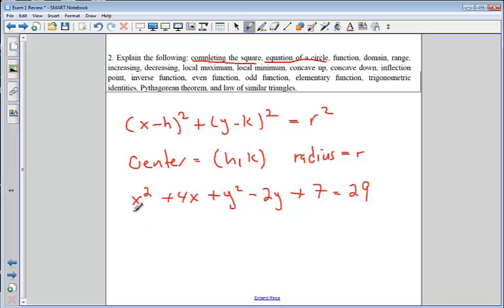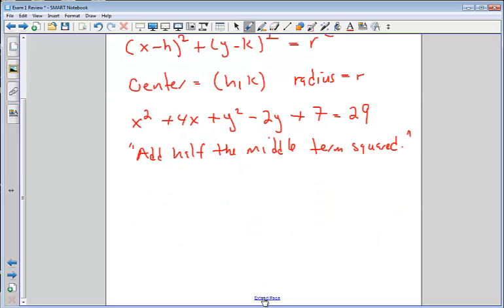And so with completing the square, the idea is you can make this into x plus or minus something squared by following the rule: add half the middle term squared. And so if you follow this rule, what we can do is we have x squared plus 4x, and then half the middle term would be 2, and if we square it, it's 4, and if we add 4, we better take off 4 right next to it.